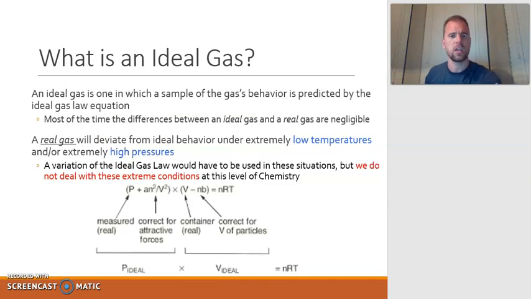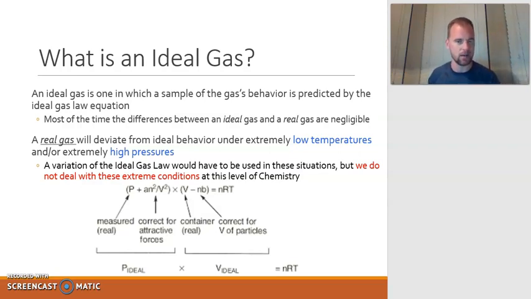All right, now why is it called the ideal gas law? Well, because it works for ideal gases. What is an ideal gas? An ideal gas is one in which a sample of the gas's behavior is predicted by the ideal gas law equation. In other words, if we can accurately predict the properties of a gas using the ideal gas law, then the gas itself is behaving like an ideal gas.